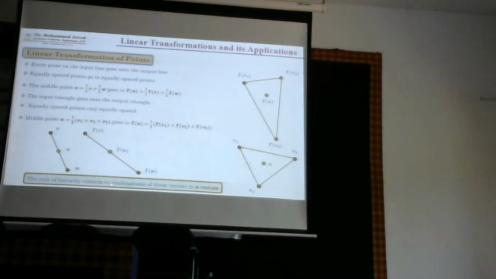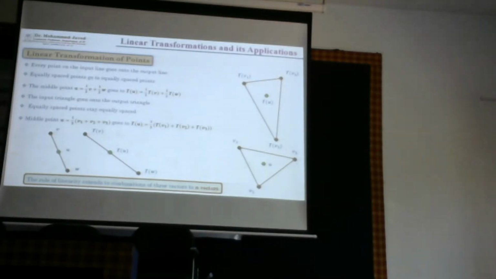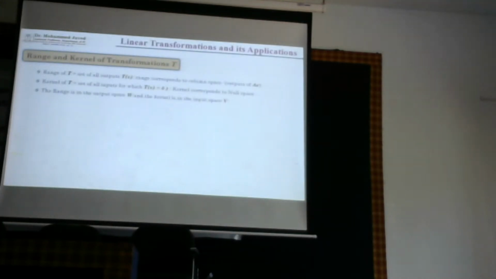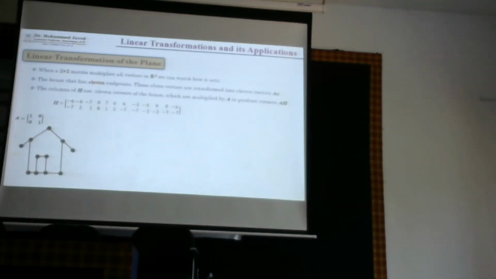So the rule of linearity extends to combinations of 3 vectors. Not only 2 vectors, but it can go up to n vectors. Combined, you can try to produce the impact. This we can receive here.